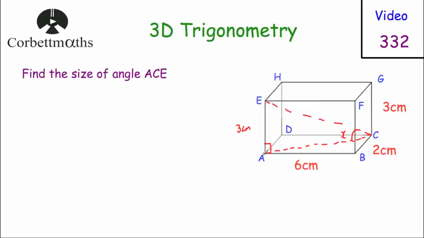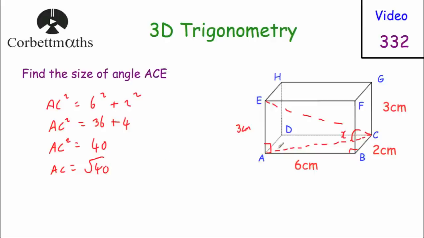So here on the base, we've got our ABC, and this is a right angle triangle as well, where we've got our two shorter sides of 6 centimeters and 2 centimeters, and this diagonal will be the hypotenuse, it'll be the longest side in this right angle triangle. So let's write that down. AC squared equals AB squared plus BC squared. So it's going to be equal to 6 squared plus 2 squared. Now 6 squared is 36 and 2 squared is 4. So we've got AC squared is equal to 36 plus 4. So that means that AC squared will be equal to 40. And if we square root, we get AC is equal to the square root of 40. So the length of this line going diagonally from A across to C will be equal to the square root of 40.